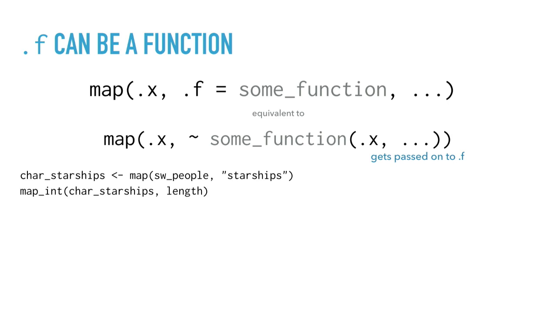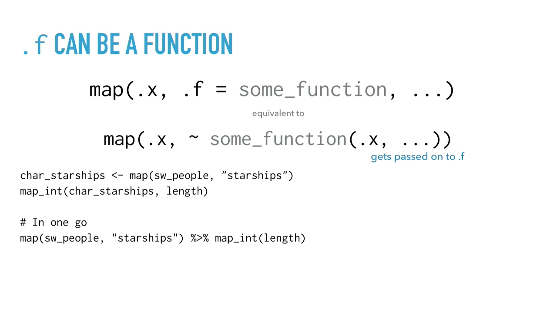So just as an example of that, we could create this new object, char_starships, that's just the starship element from each person. That's using the string shortcut. And then we could take that list and just apply the length function to each element. So that's exactly what we've already done. It's just counting the number of starships everyone's been on. It's just doing it in a slightly different way.